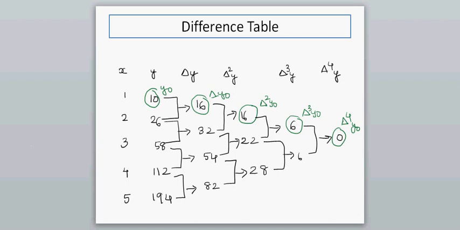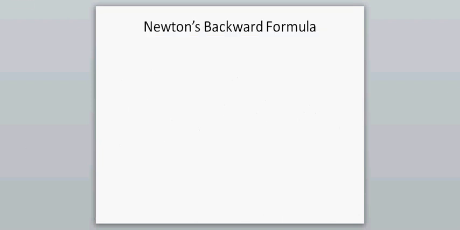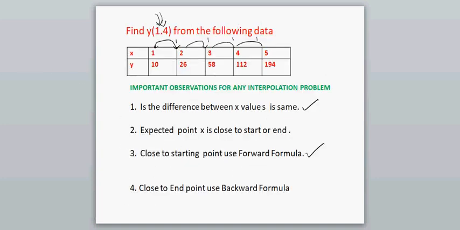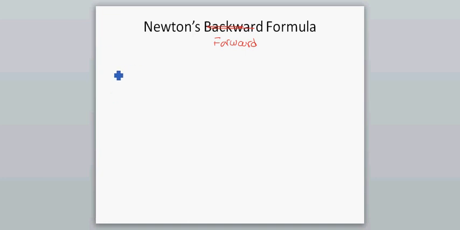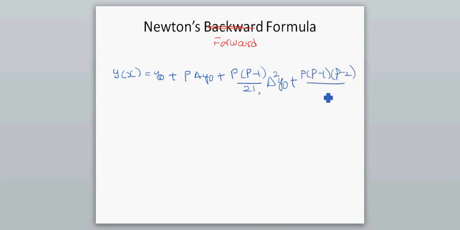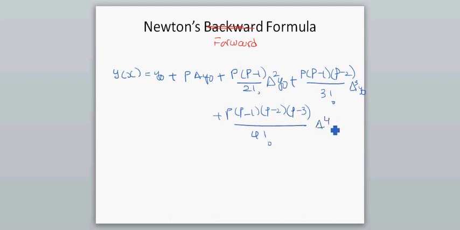Now we know the values and everything. Now let us use the forward difference formula, not backward. In this case I have 5 values. Let me write the formula first. y of x is equal to y naught plus p into delta y naught, plus p into p minus 1 by 2 factorial into delta square y naught, plus p into p minus 1 into p minus 2 divided by 3 factorial into delta cube y naught, plus p into p minus 1, p minus 2, p minus 3 by 4 factorial into delta power 4 y naught.